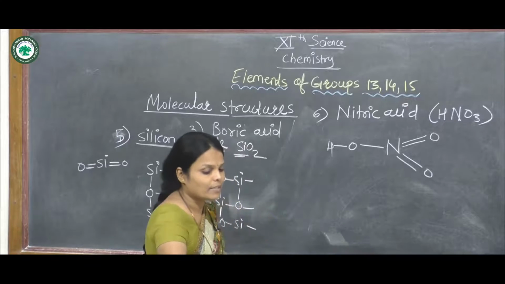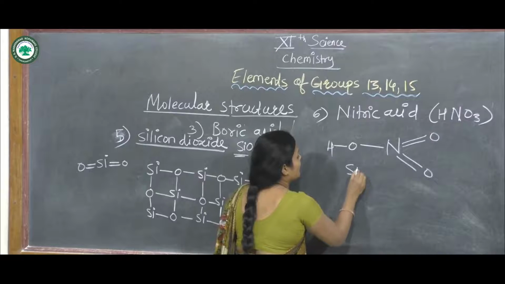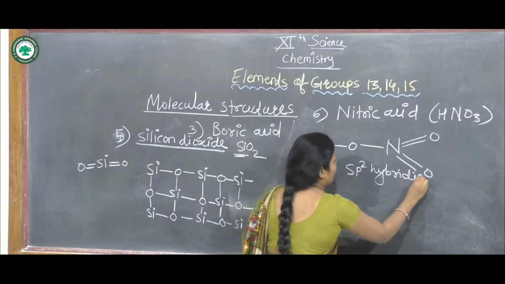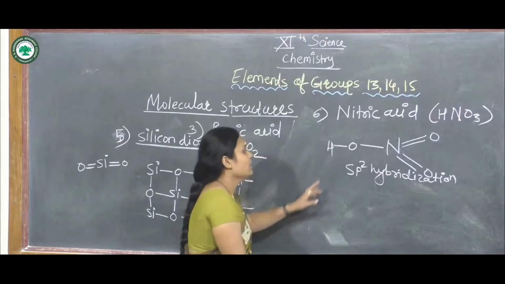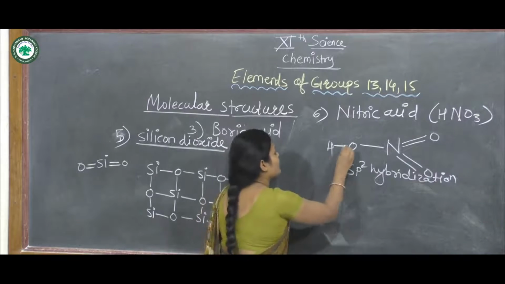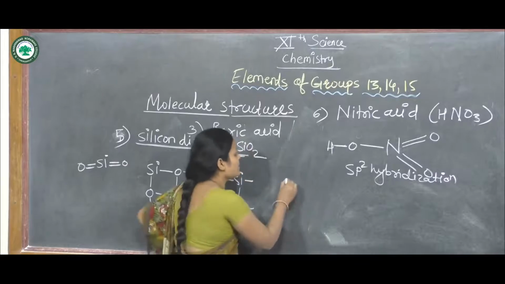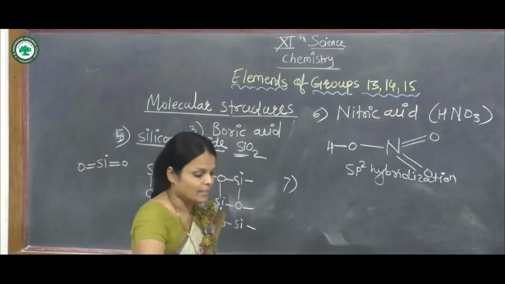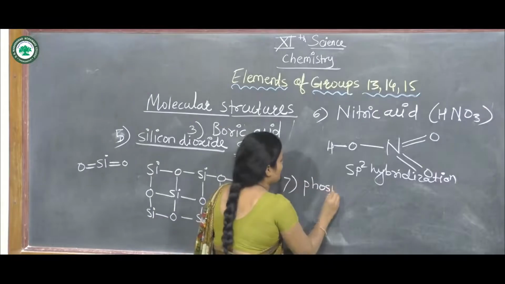In nitric acid, sp2 hybridization takes place. Here is sp2 hybridization, and the structure we can write here. Now the next structure is phosphoric acid. The last structure, phosphoric acid.